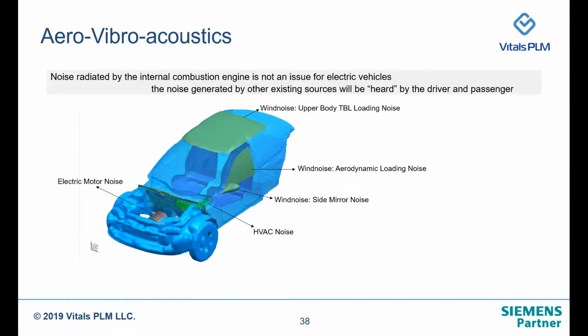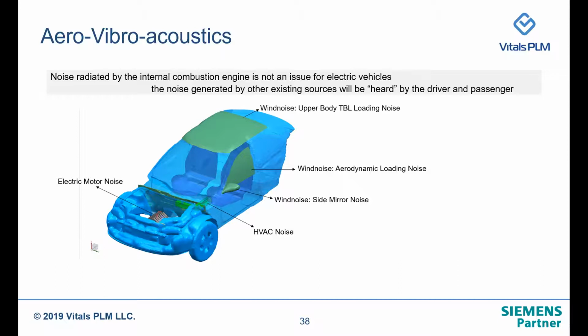And also we see the wind noise, which is because of the aerodynamic loading on the side window. And also we see on the top, when the turbulent boundary layer is interacting with the upper surface or roof of the car, that could become one kind of sound source.